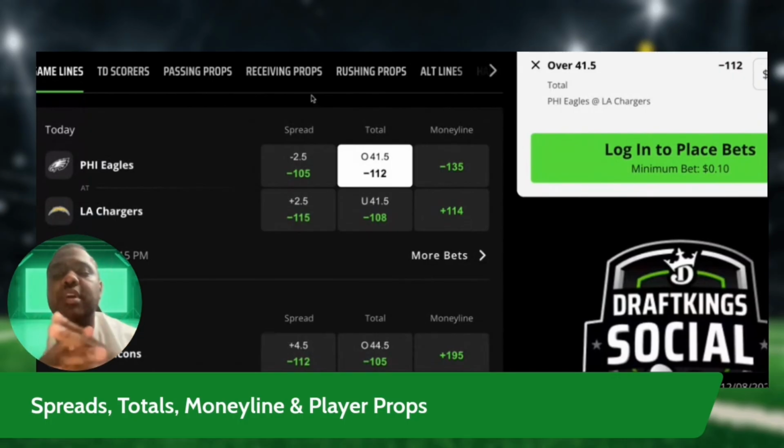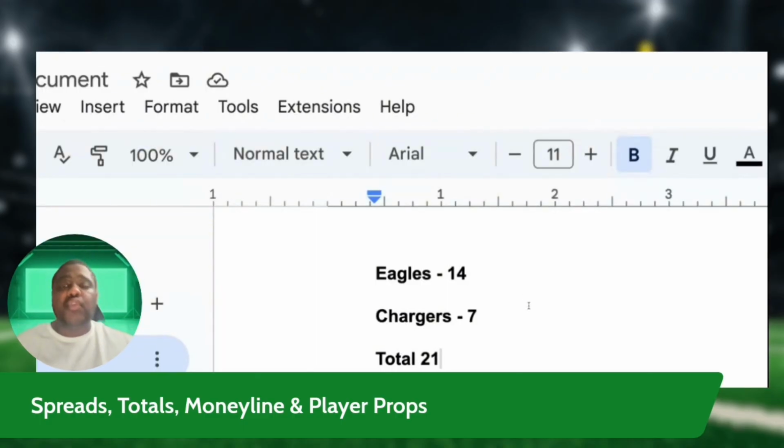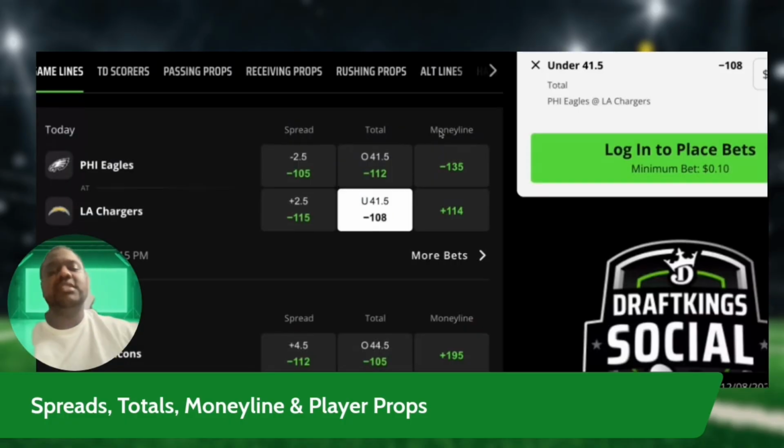If the total is 21 and we bet the over that the game will go over 41.5, which is 42, that means we lost that bet. We lost because we thought the total of that game was going to be 42 or more. It ended up being a total of 21. It's easy, simple, peasy. Now, let's say we wanted to take the under, right? Let's say we wanted to take the under 41.5. We believe the total is going to be 41, 40, 39, 38, or anything less than 42, right?